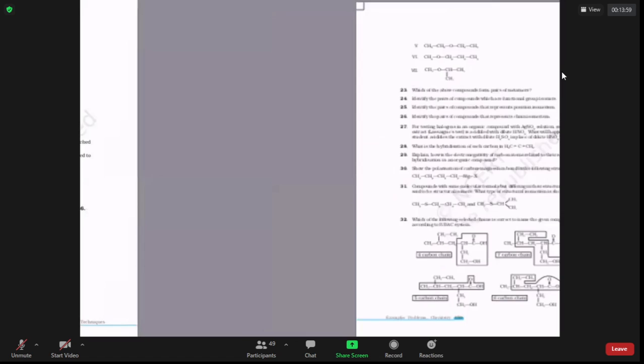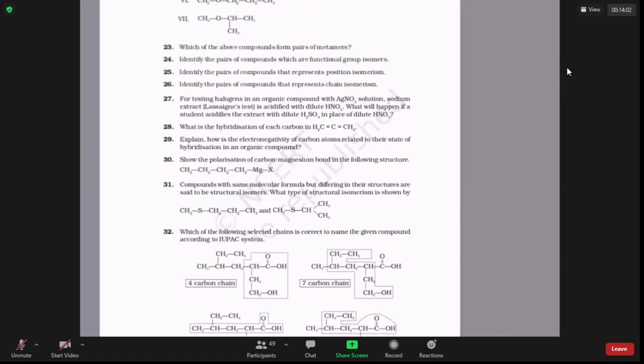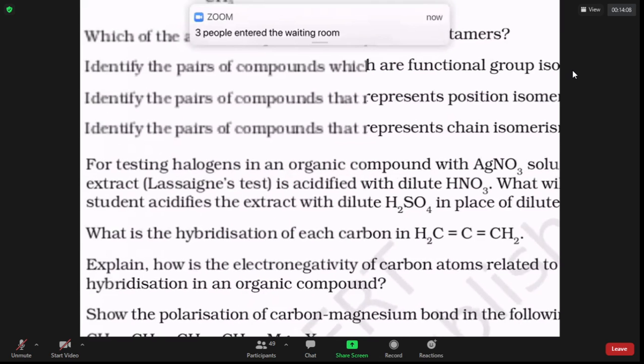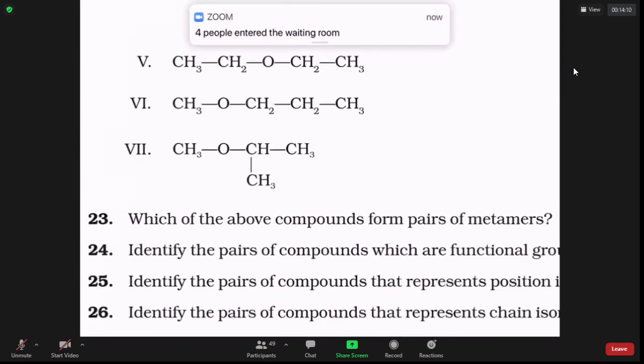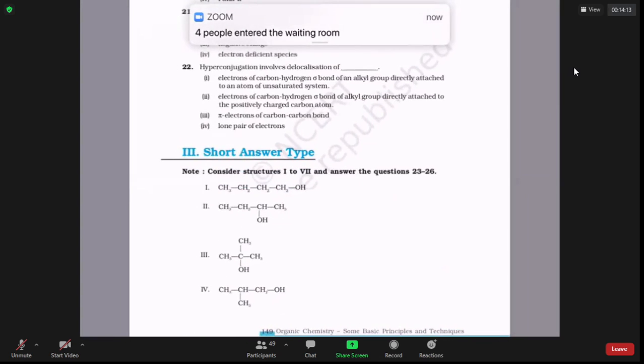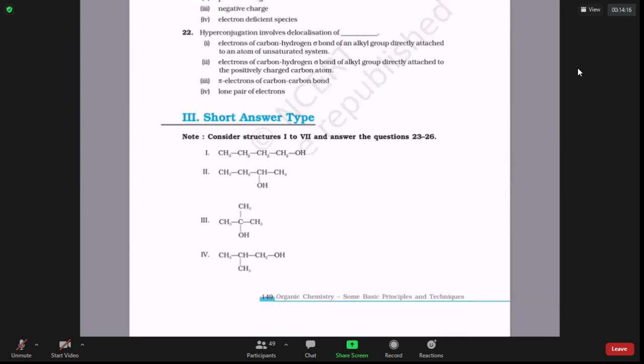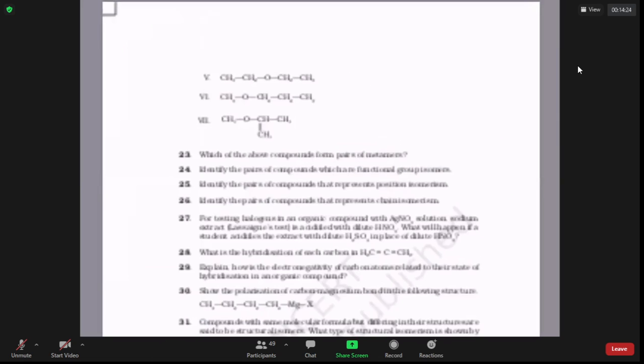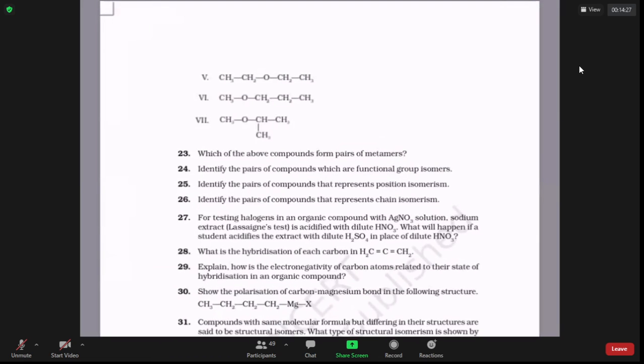Not only objective questions, sir. You have short answer questions. You should try to answer them. Let us look at this short answer question. You have to look at compounds number 1 to 7, sir. One is 1-butanol, 2-butanol. Third one is 2-methyl-2-propanol. The fourth one is 2-methyl-1-propanol. And the fifth one is ethoxyethane. Sixth one is 1-methoxypropane. The seventh one is 2-methoxypropane. Now answer, which of the above compounds form a pair of metamers?